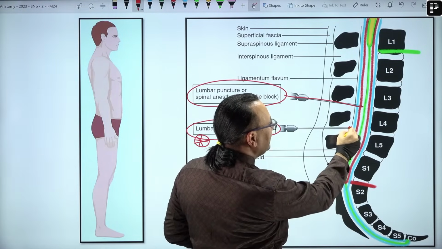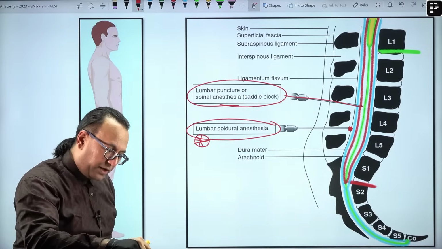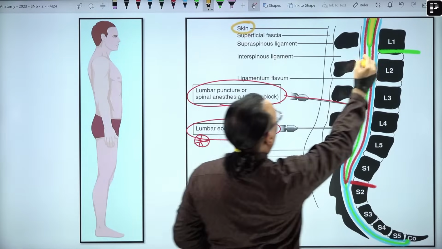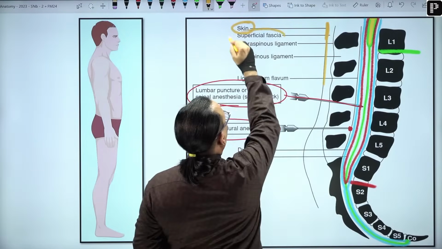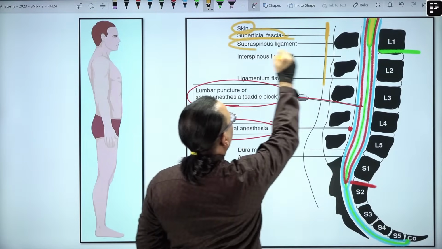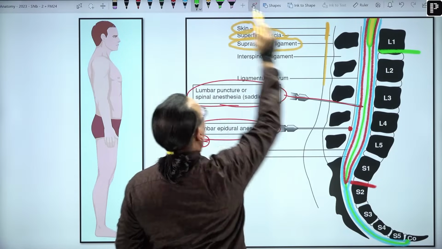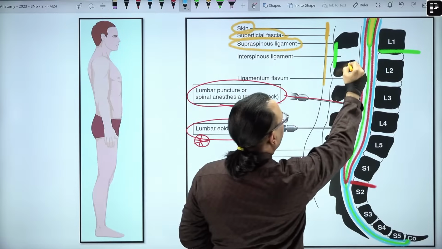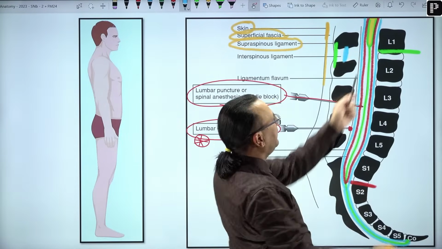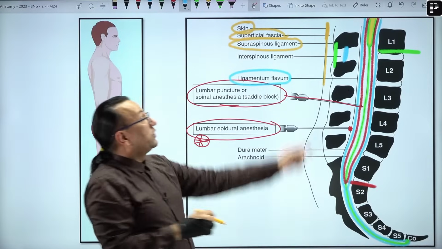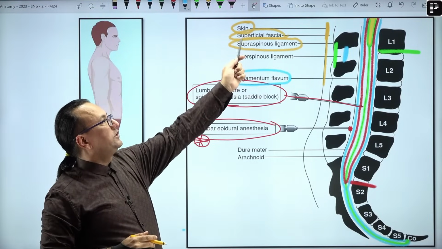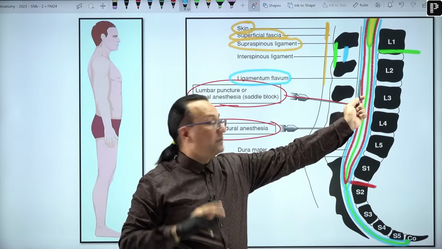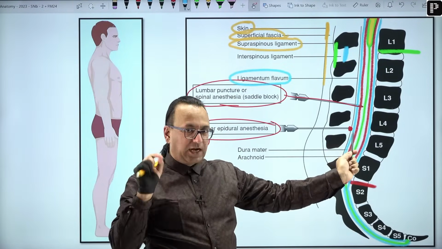And what exactly are you puncturing then? What you are puncturing can be seen here. The very first thing you puncture is the skin, and after skin you have superficial fascia, and after that the supraspinous ligament. You see here, let us change the color. This is the supraspinous ligament. Then there is the interspinous ligament. This is interspinous, and then still deeper you have the ligamentum flavum. So the very first thing, skin, then superficial fascia, supraspinous, interspinous, ligamentum flavum, and then you will reach the epidural space. There you can inject the anesthesia.